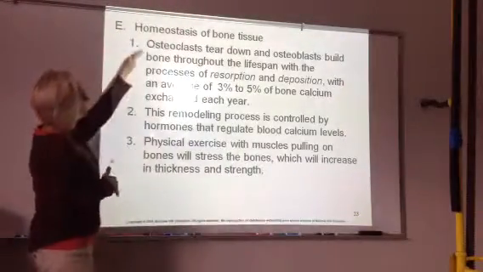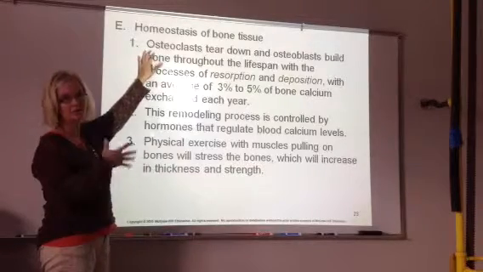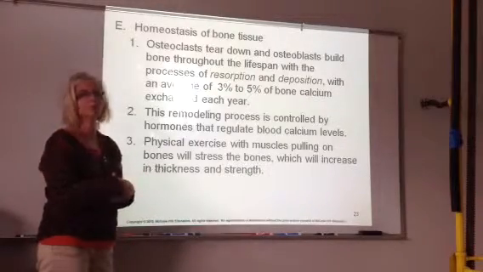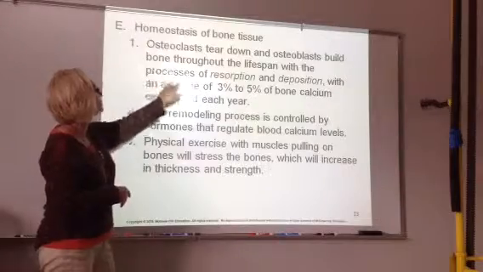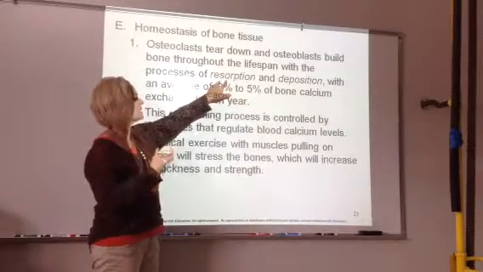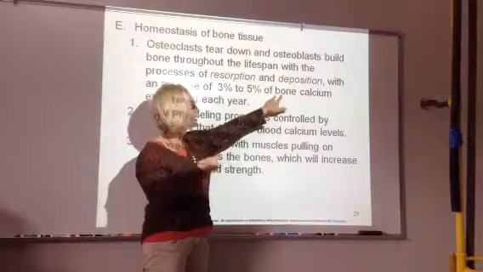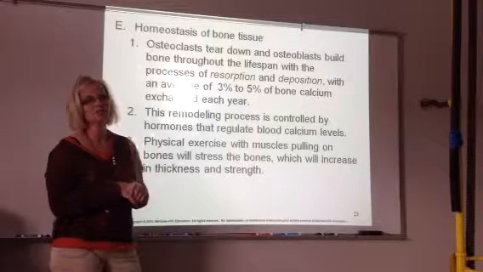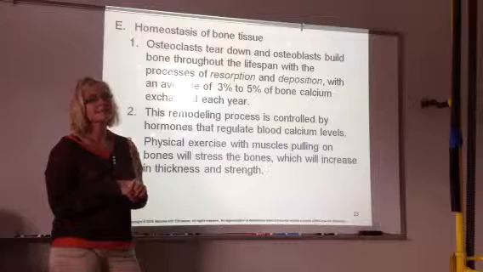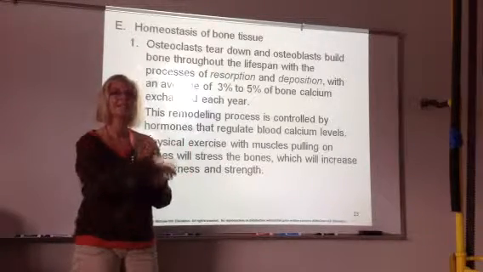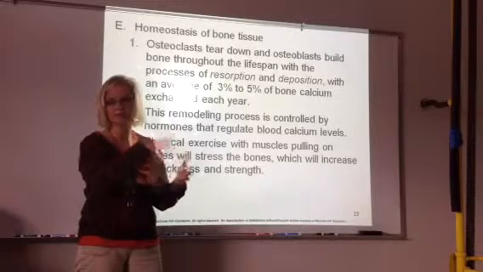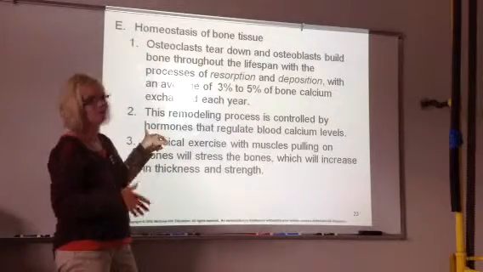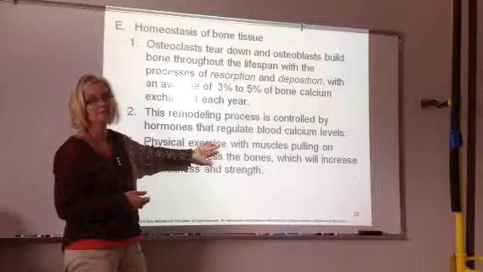Homeostasis. So constantly osteoclasts tear down the bone, get rid of the old stuff. Osteoblasts are going to build new bone. Throughout the lifespan, resorption of the old cells, deposition of the new cells, with an average of 3 to 5% of bone calcium exchanged each year. So it's not like today I have a new bone. It is a continuous process of tearing down and rebuilding. The remodeling process is controlled by hormones, very much deals with calcium levels inside of your body.